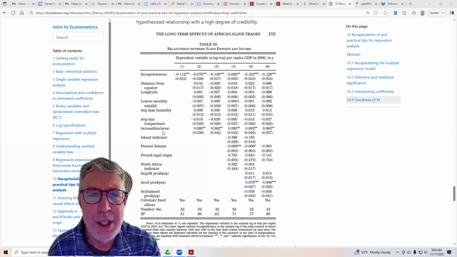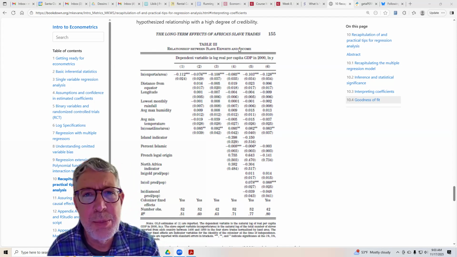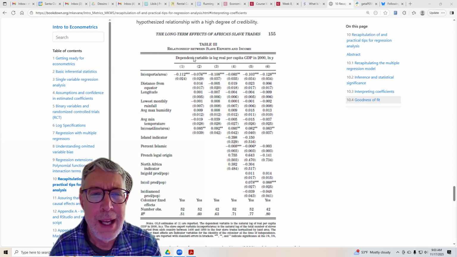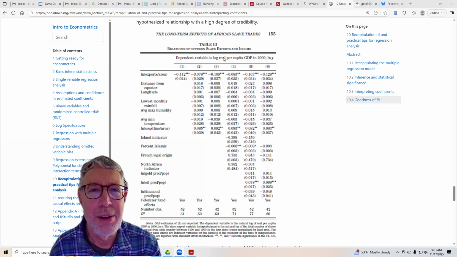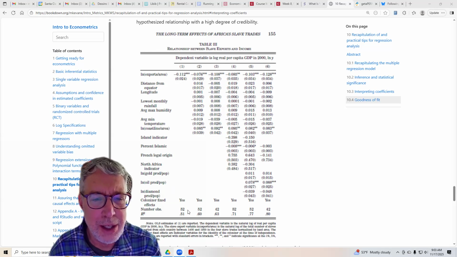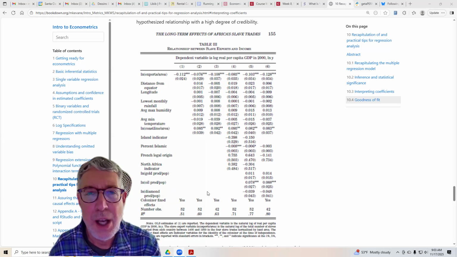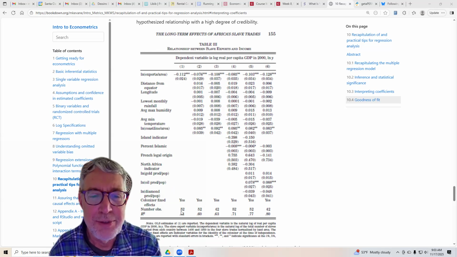The table that we'll focus on looks at the relationship between slave exports and income. And as he notes in the table, the dependent variable is the log of real per capita GDP in 2000, the log of y. So that's the outcome variable. We see here that there are 52 observations. So the unit of observation is the country, and there's 52 of them.